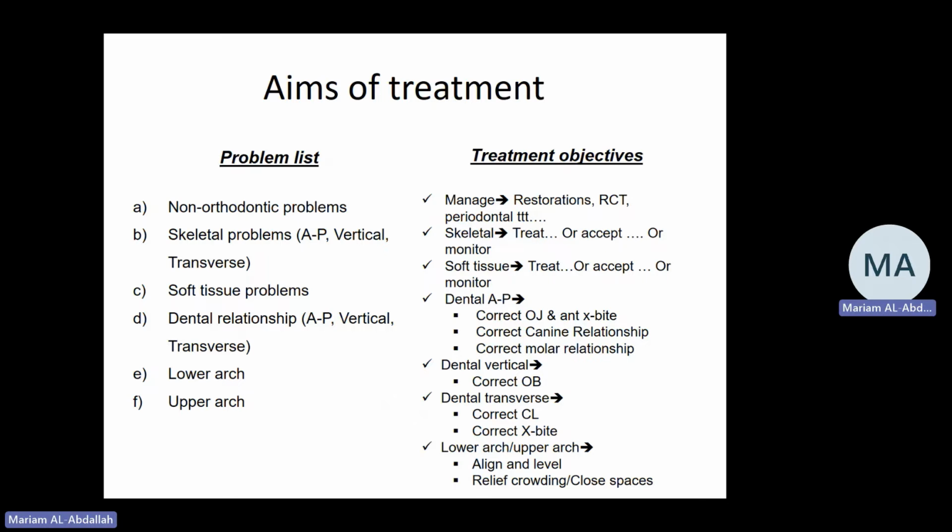Transversely, we need to correct the center line, we need to correct the buccal crossbite, and then regarding the lower and the upper arch, we need to manage space, we need to manage crowding, we need to align and level, relieve crowding, or close spaces if there is a spaced arch. Okay, so as you can see, the treatment objectives really depend on the problem list accordingly. Some features we accept, some features we treat.